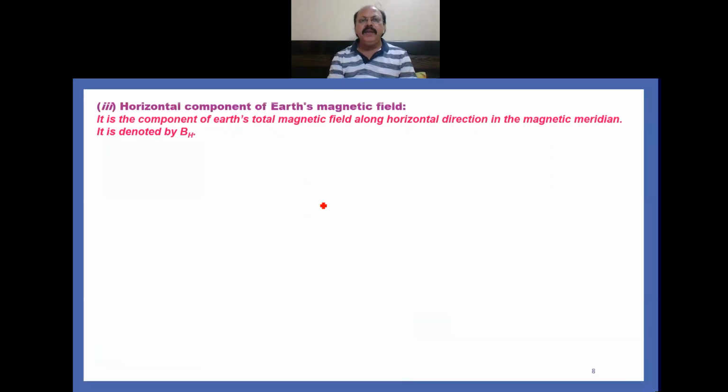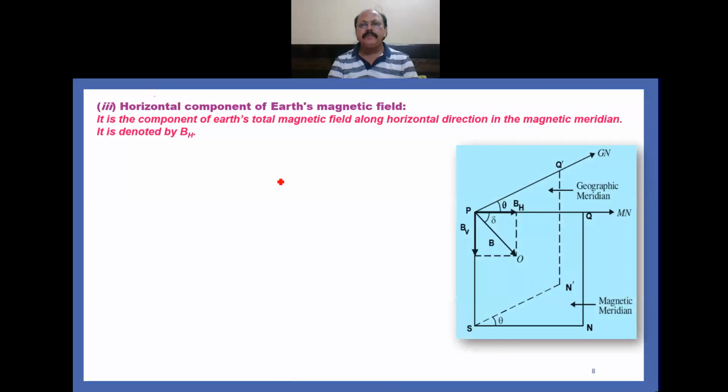Now the third element of Earth's magnetism is the horizontal component of Earth's magnetic field. So again you see the diagram. In this diagram you see that this is the total magnetic field intensity of the Earth's magnetic field.